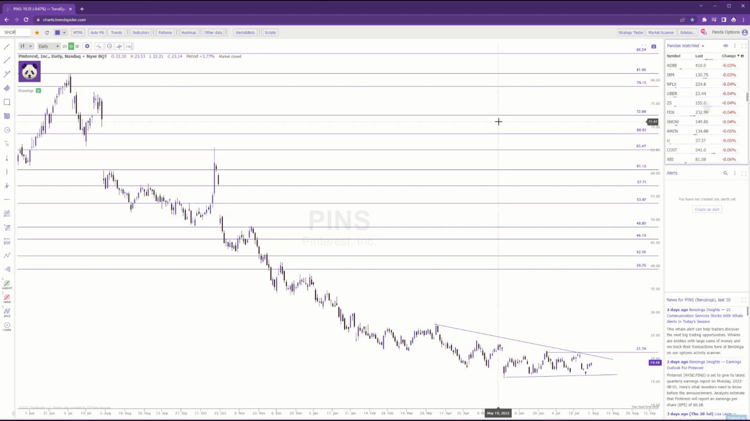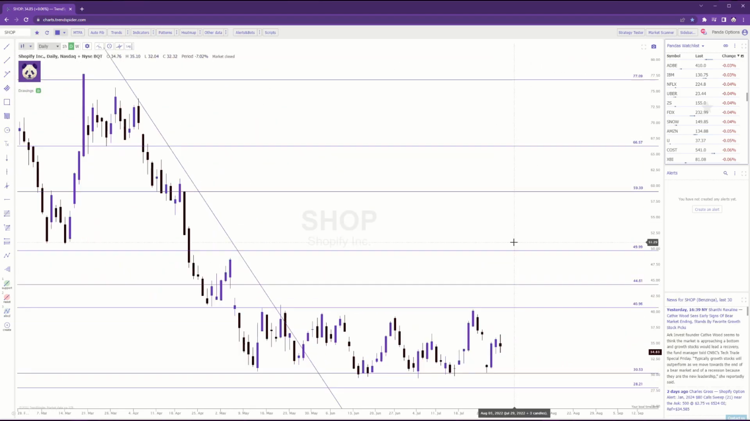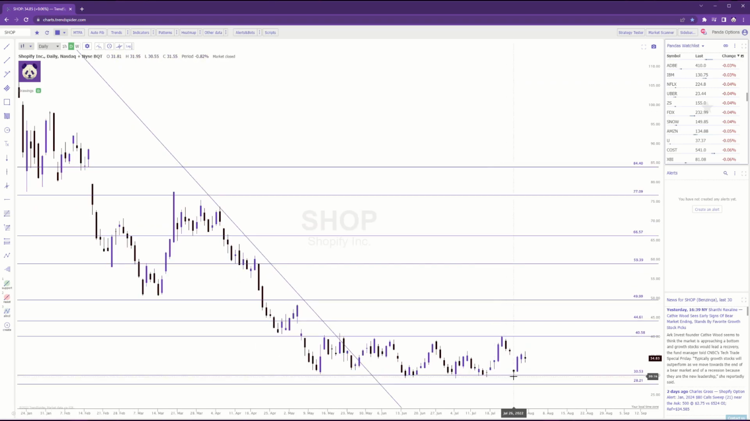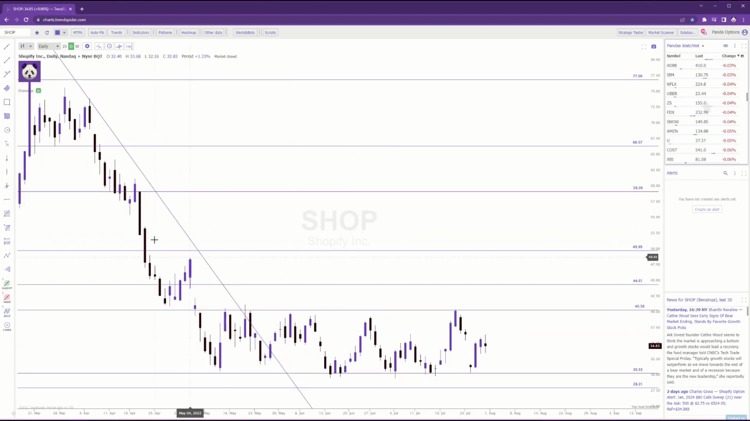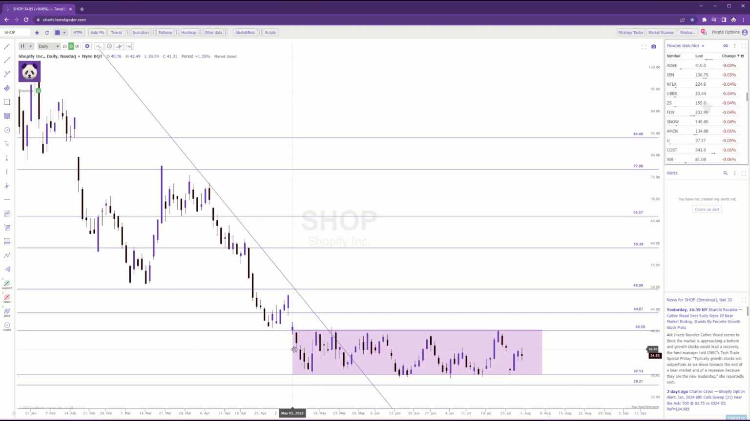Yeah, SHOP needs over 40. Let's see, where's SHOP? I thought it was pretty crazy that SHOP tested that 40, 41 level and dropped literally in 3 days all the way to the bottom of the range and then bounced back to the middle that quick. This thing is relatively weaker, which is worth pointing out, but it's been basing towards this bottom since May.